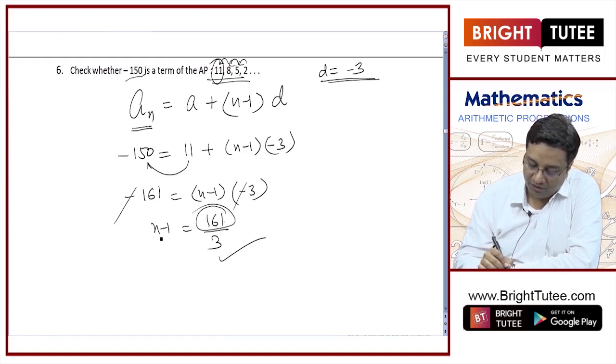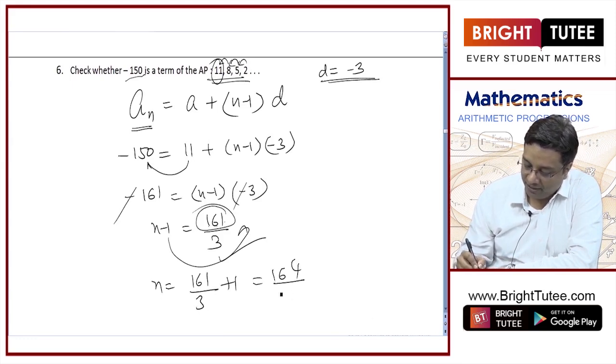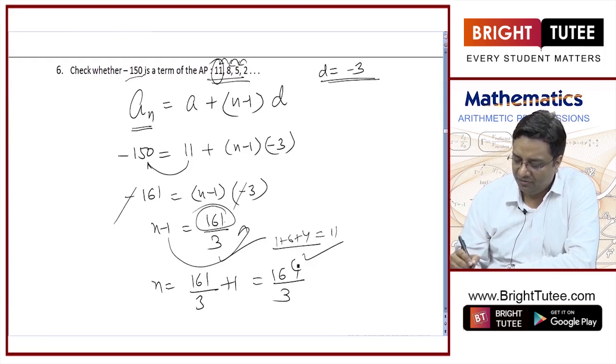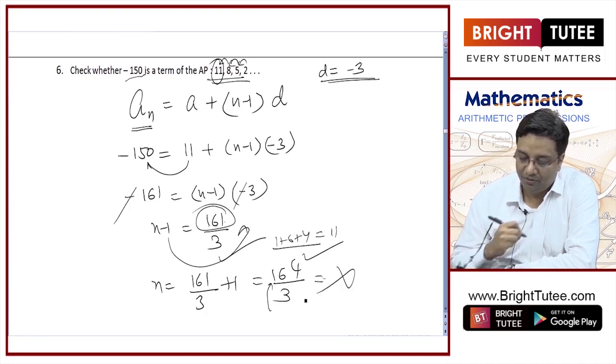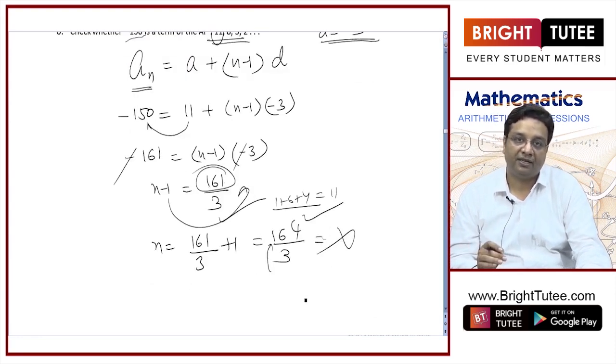Otherwise, what you can do is you can bring 1 on this side also. N equal to 161 by 3 plus 1. It will become 164 by 3. It will still not be divisible by 3, as the sum of digits is 1 plus 6 plus 4, which is equal to 11, right? Otherwise, what you can do is you can simply divide it and see whether it is divisible or not. So it is clearly not divisible, hence minus 150 cannot be the term of this AP, right?